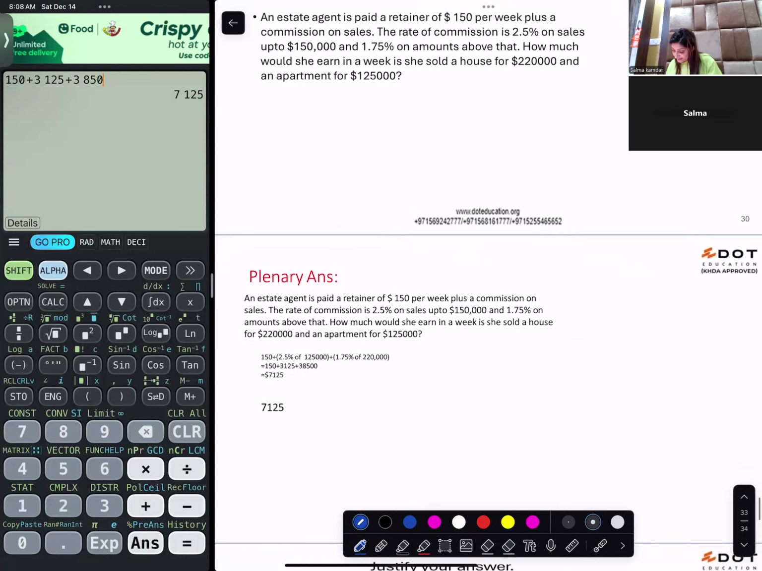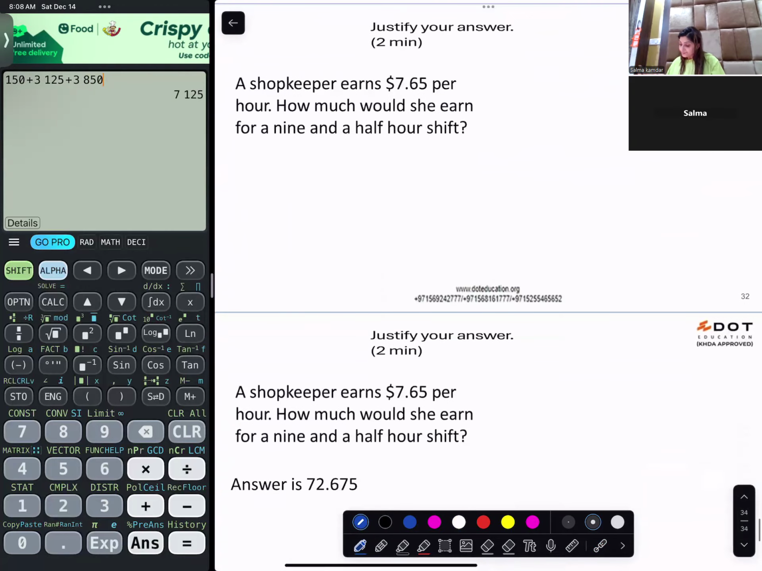Okay. Now, this is the last question for this earning money. You need to pause, try, and come back. A shopkeeper earns $7.65 per hour. How much would she earn for a 9.5 hour shift?